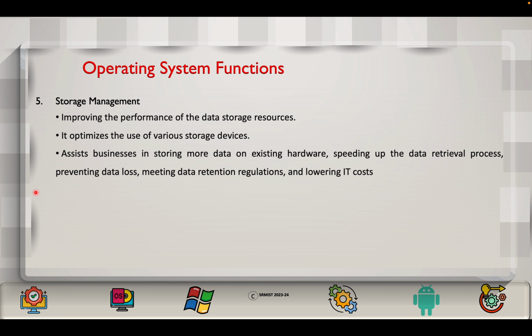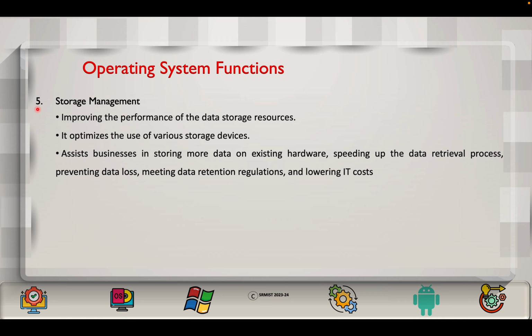And the fifth operating system function is storage management. What's the difference between memory management and storage management? Memory is the part built within the system. Storage is the external storage, tertiary storage. We have hard disk, tape drive, disk drive and so on. All that storage is managed by the operating system.